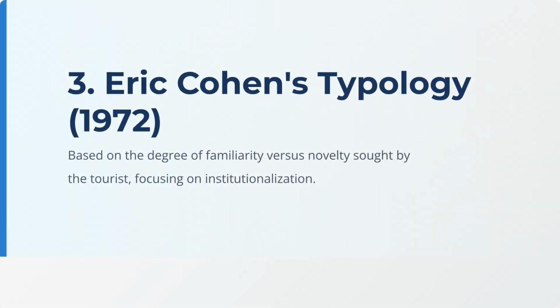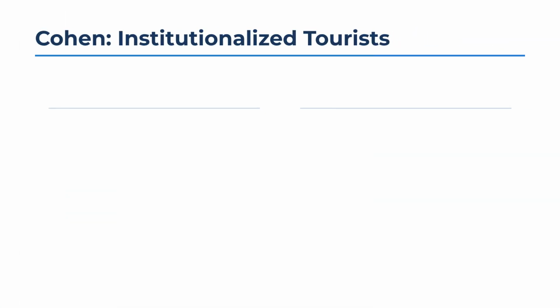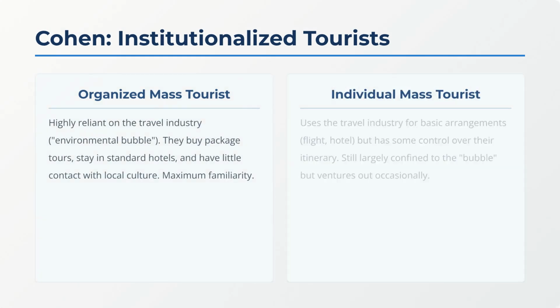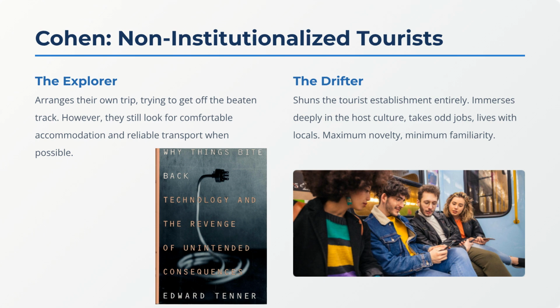Finally, we look at Eric Cohen's 1972 typology. His model focuses on the degree of institutionalization, measuring the balance between the familiarity and novelty that a tourist seeks. Cohen's institutionalized tourists include the organized mass tourist who relies heavily on the travel industry, and the individual mass tourist who uses industry services but retains some control over their itinerary.